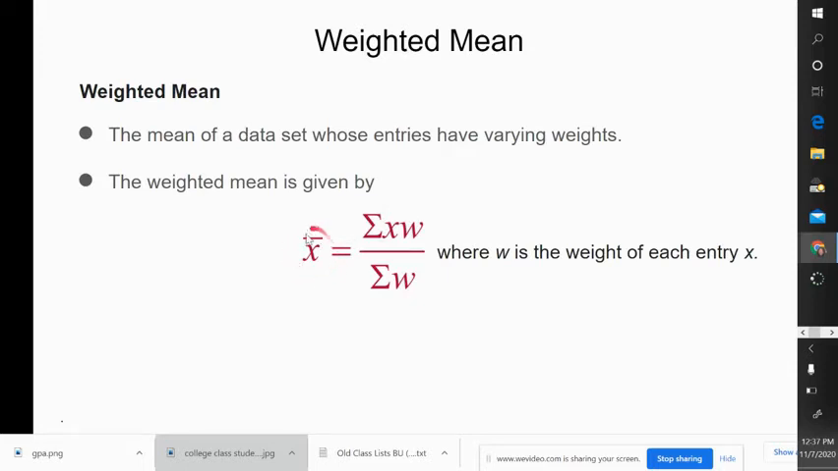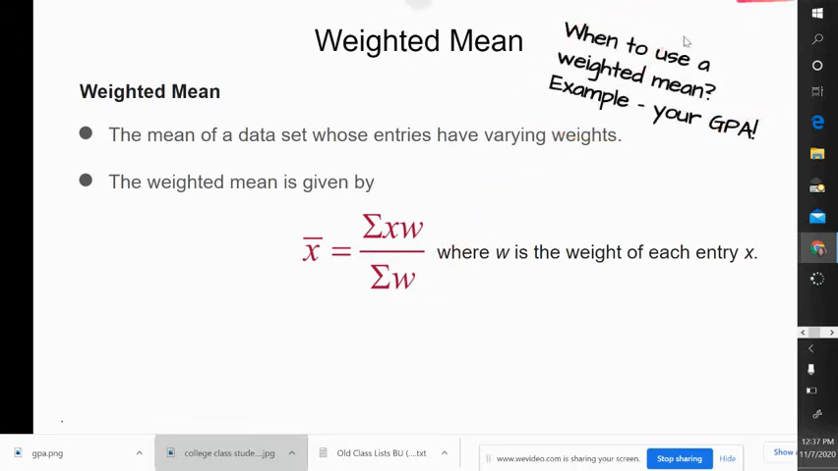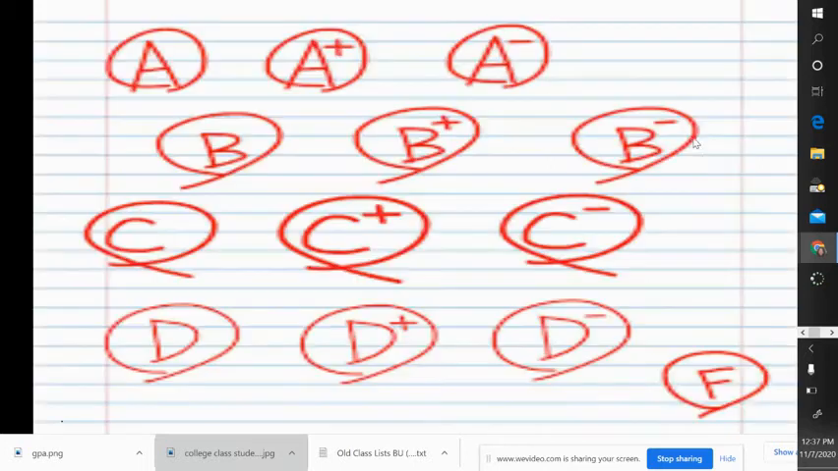It's that symbol, which means find the average again. But this time we're going to add up each data entry times how much it's weighted, and then divide by the total weights. An example of when you would use a weighted mean would be maybe your GPA.